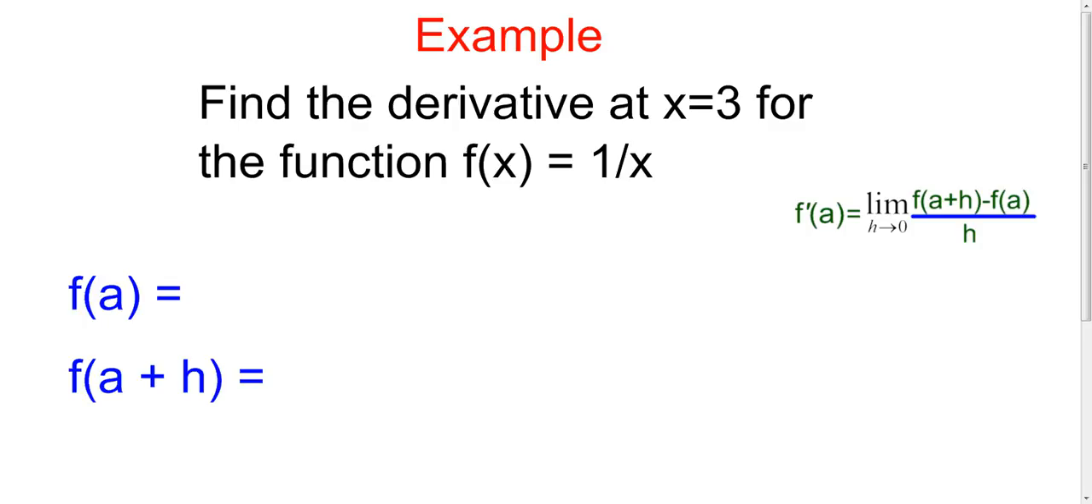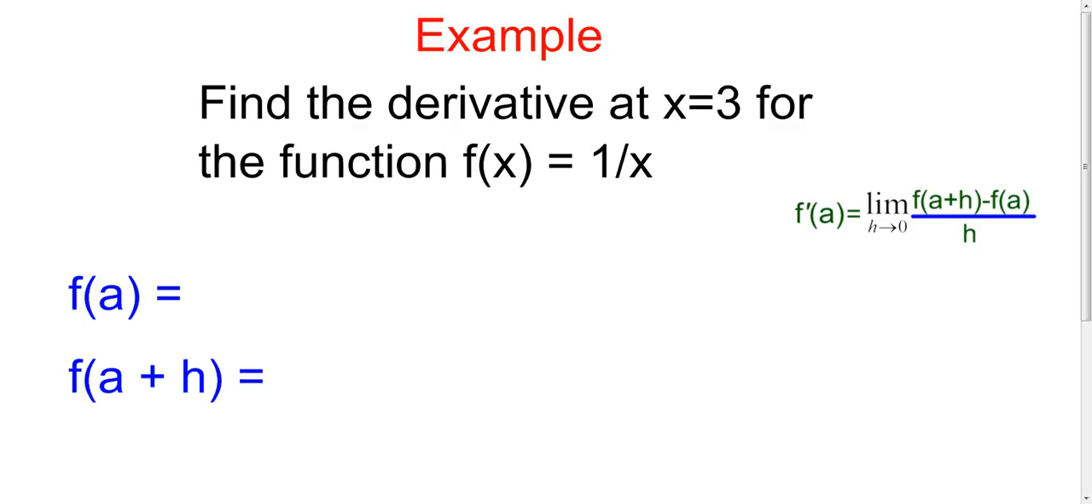All right, let's do one more. Now I want you to find the derivative at x equals 3 for the function f of x equals 1 over x. So basically, again, when you find the derivative, you're finding the slope of the tangent line at 1 over x. Okay, so here we go.